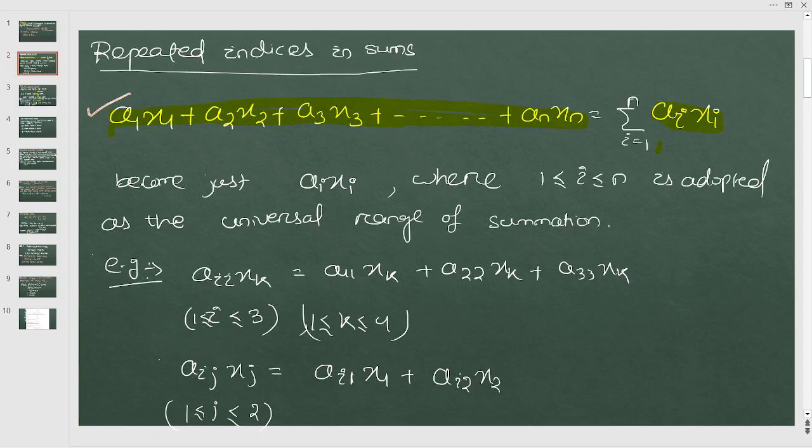In the next example, I have written a_ij x_j. Here the repeated index is j, and its value varies from 1 to 2. So I will write it like this: a_i1 x1 plus a_i2 x2.